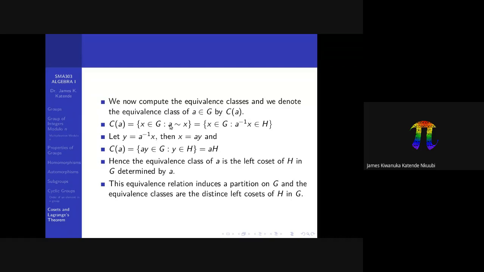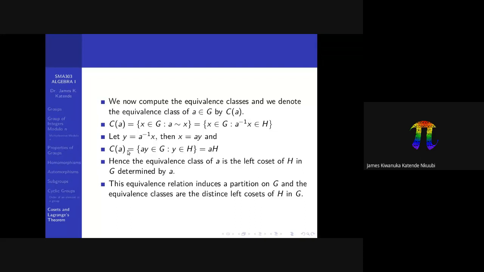We know that A is related to X if A inverse X is in H. That's how the relation is defined. So how do we figure out which elements are in here? We make some substitutions. If we fix Y to be A inverse X, then we can rewrite X as A multiplied by Y. How do you get that? We simply pre-multiply both sides of this equation by A. So you are left with X on the left and AY on the right. So if we set Y equal to A inverse X, then X will be equal to AY. Then we can write this equivalence class as follows: replace X with AY in G such that Y is in H. Y is just an element in H.